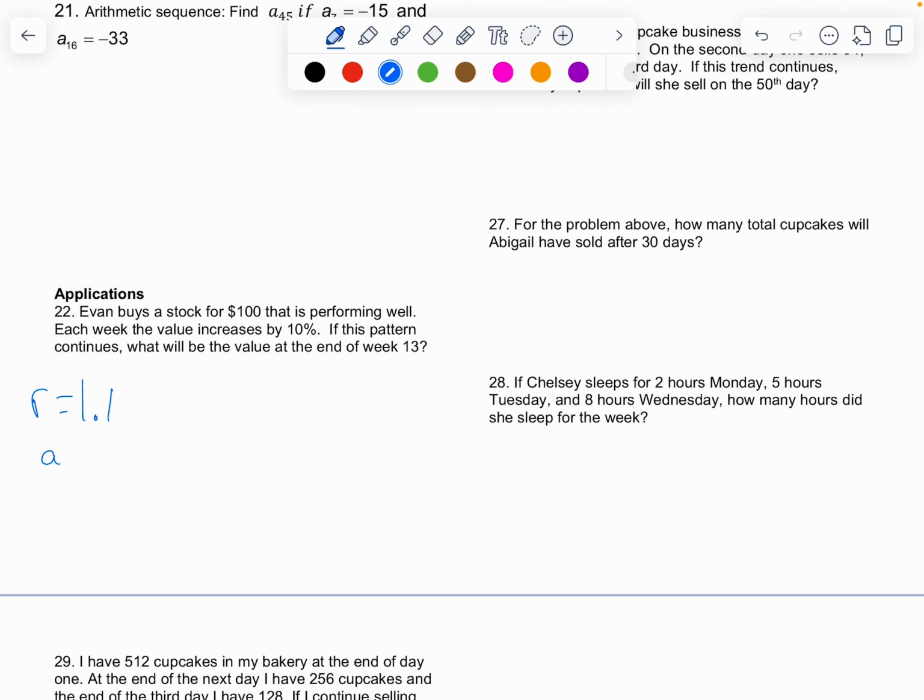Your stock a1 is 100, so that's what you're starting with. And then what will be the value of the stock at week 13? This is going to be the explicit formula. And just plug 13 in for n for your explicit geometric formula. Okay.